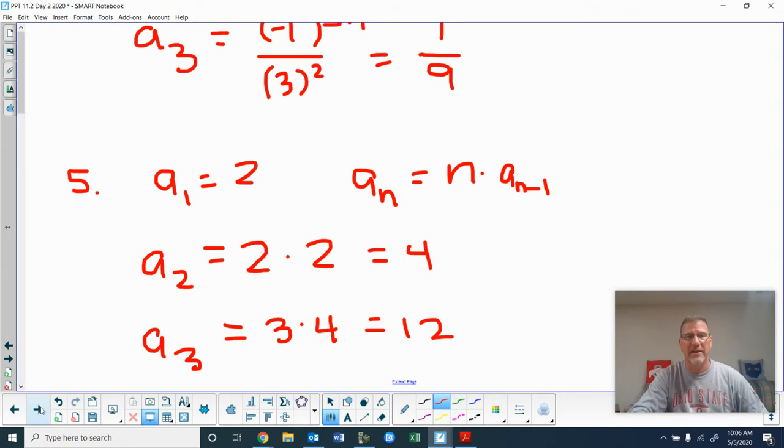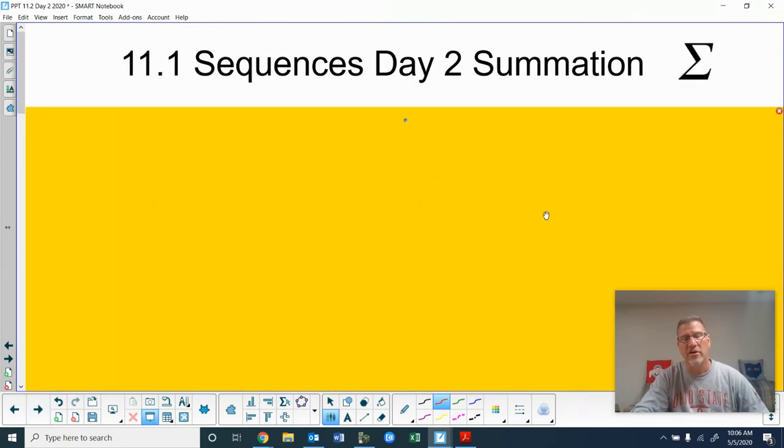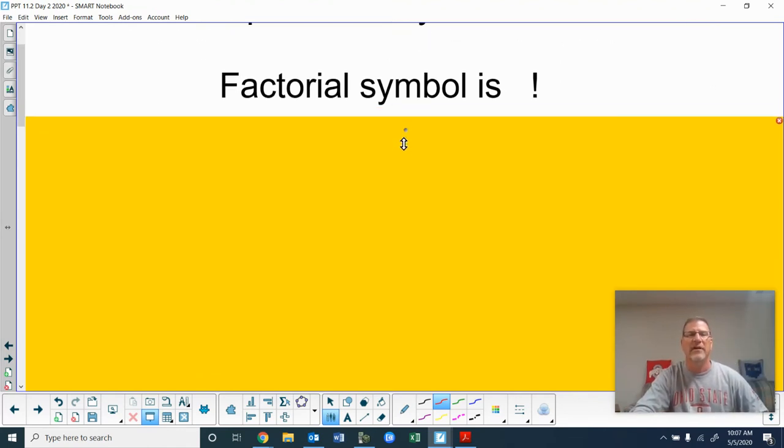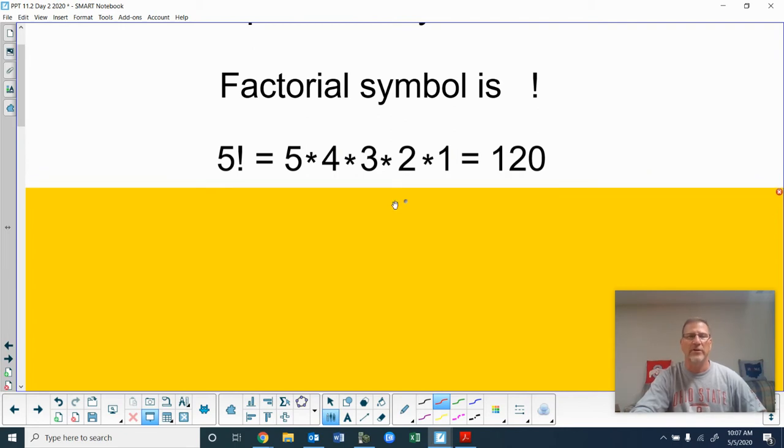All right, so today we're going to talk about sequence and summation. Summation is when we add up the terms of the sequence. Before we do that, I want to talk to you about this symbol. The factorial symbol is the exclamation point, and what that means is this. My example is 5 factorial. That means 5 times 4 times 3 times 2 times 1, which is 120.